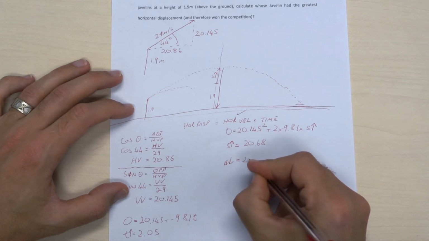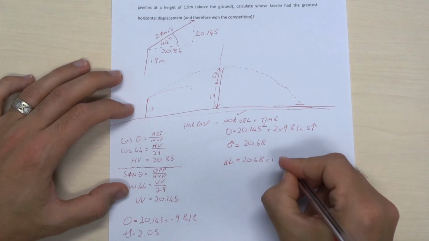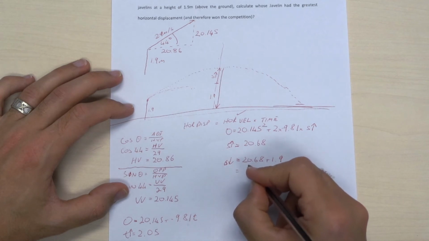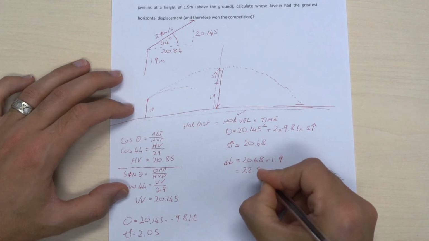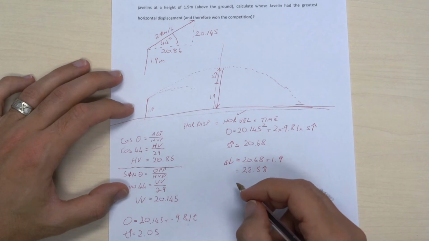But you can imagine that that's 20.68 meters, and that's 1.9, so the displacement down is going to be equal to 20.68 add 1.9, which is going then to be equal to 22.58.